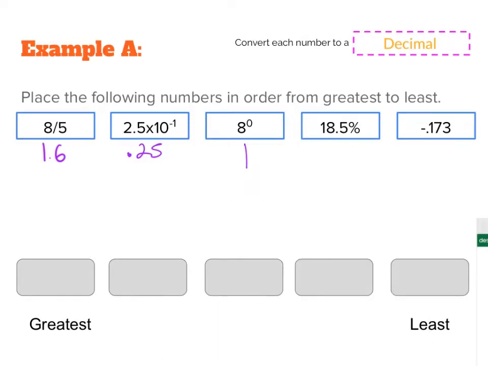Now, the last one is a little tricky, 18.5%. We could do this one of two ways. We can remember to move our decimal 2 places to the left, and that's the easiest thing to do. I don't even need to take out my calculator. I could just go point and get 0.185. But if I've forgotten that trick, I can use my calculator, but it's a little trickier.